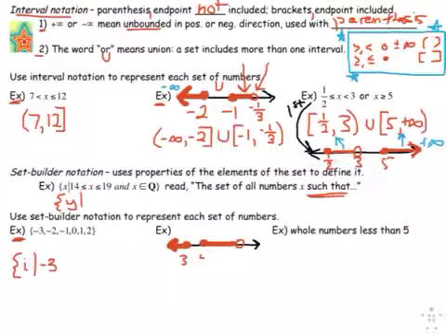-3, let me pronounce this correctly, i is greater than or equal to -3 and less than or equal to 2, and i is an element of the set of integers. The symbol there that looks like an E means element of.